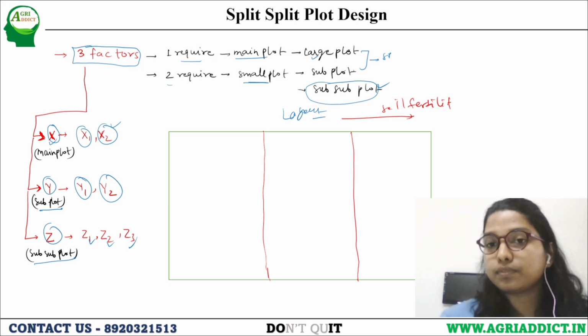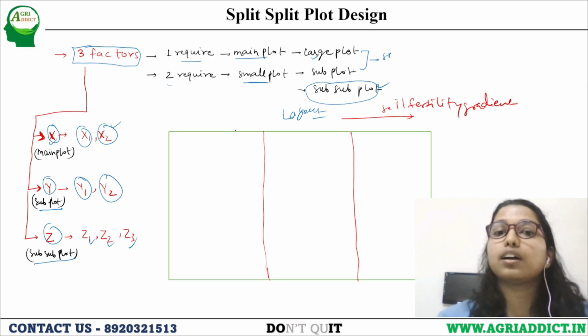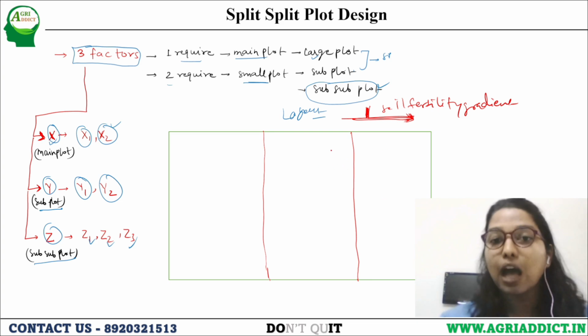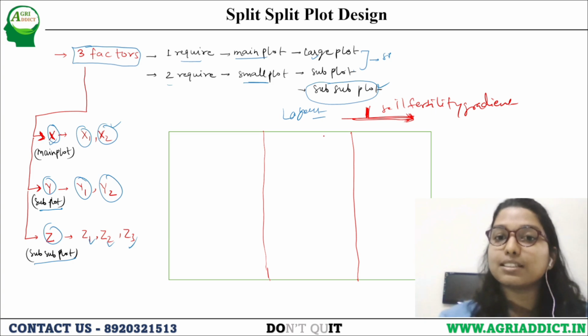So we have to do blocking, that local control, perpendicular to this fertility gradient. Then only we'll achieve our aim, that is to decrease the heterogeneity within the block, and there will be heterogeneity among the blocks.